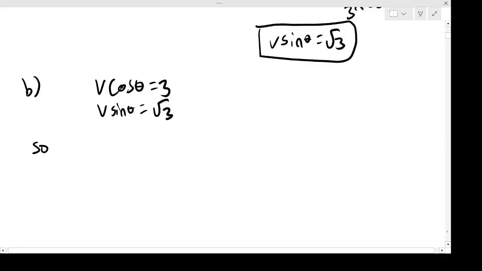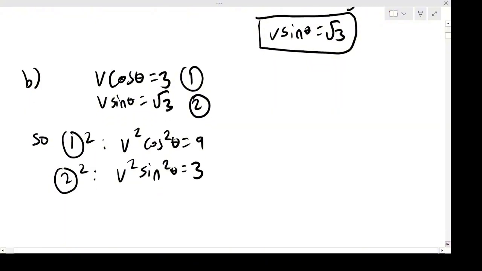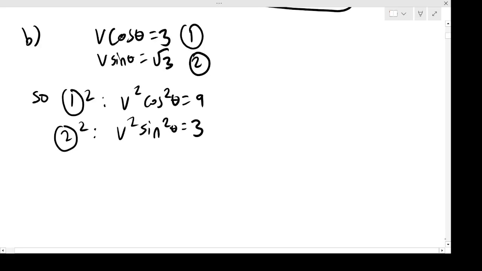So if I call this equation 1 and 2, if I square the first equation, it's going to be v squared cos squared theta is 9. Hopefully happy with that. Then if I also square the second equation, I'm going to get v squared sine squared theta is 3. And there we are. Okay, so if I call this equation 3 and 4, well actually, hopefully there's a certain trig identity that is screaming here.